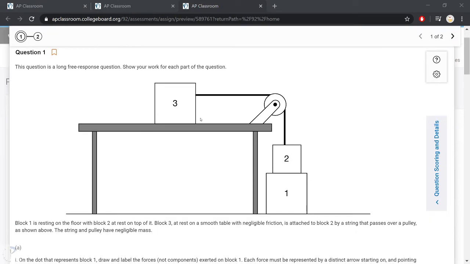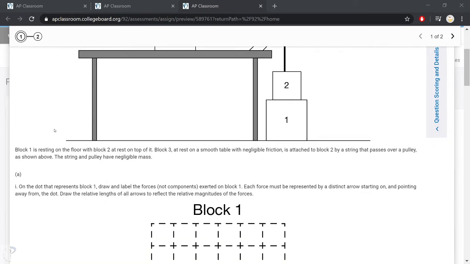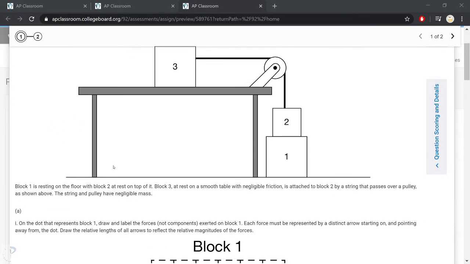All right, so first one, a dynamics problem. We got 3 blocks. Block 1 is resting on the floor with block 2 on top of it. Block 3 is on the table, with negligible friction, connected by a string over a pulley, and the string and pulley have no mass. Why is that important? String and pulley have no mass. Well, this is an ideal situation.